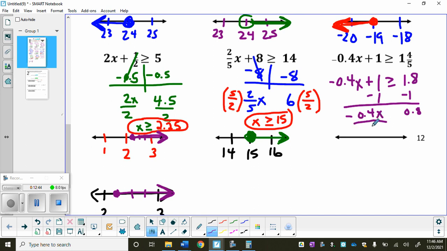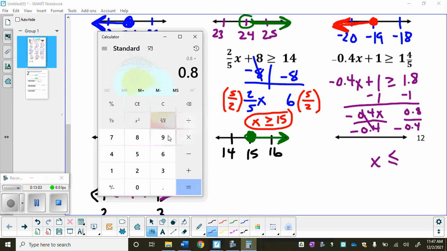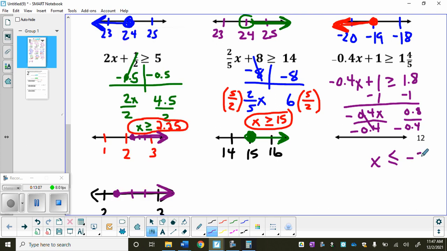Now I'm going to divide both sides by this negative 0.4, and since I have a negative coefficient, I do need to flip my symbol. This symbol was originally a greater than or equal to, so now it's going to be a less than or equal to. So x is less than or equal to, and let's see what happens when we do this 0.8 divided by the negative 0.4. We get a negative 2. So x is less than or equal to negative 2.